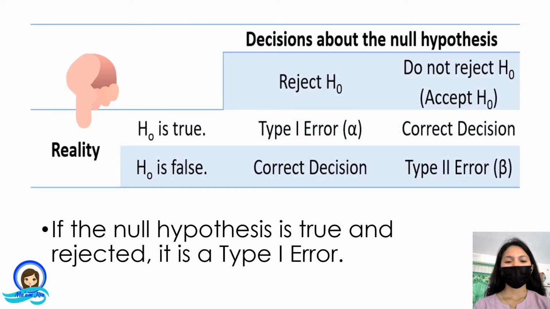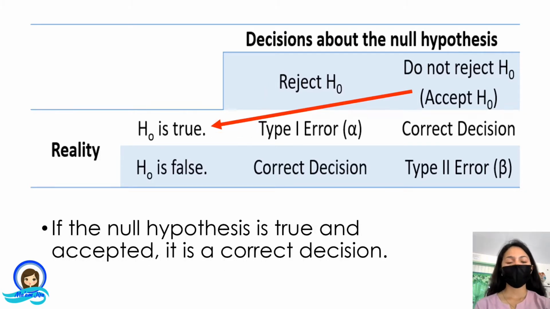Here we can see the reality. The reality could either be that the null hypothesis is true or the null hypothesis is false. When we reject a true null hypothesis, we commit a type 1 error. So if the null hypothesis is true and you reject it, then you will commit a type 1 error. If you do not reject a true null hypothesis, then congratulations, you made a correct decision. It's because if the null hypothesis is true and is accepted, it is a correct decision. You do not commit any error at all.